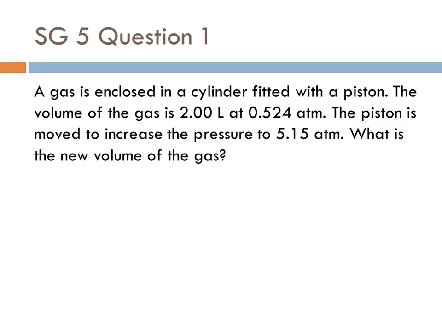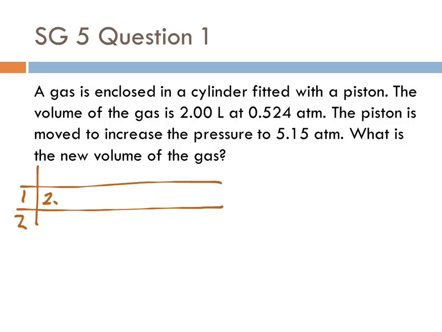Always read the question all the way through. And then we see that we've got some numbers in here, and so we think, well, a table is probably a good idea. Tables work for most of these gas problems. So we'll make a table, and we'll have 1 and 2. So the first number that we come across is 2.00 liters. So we'll write that down, 2.00 liters.